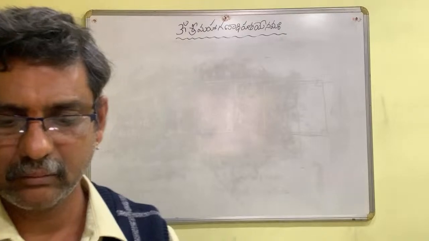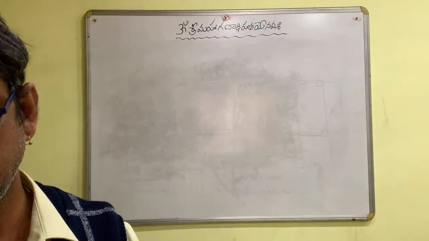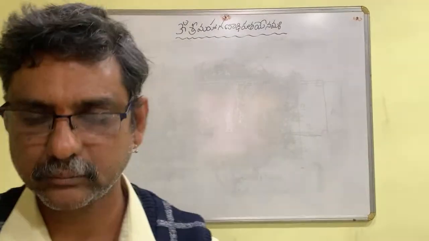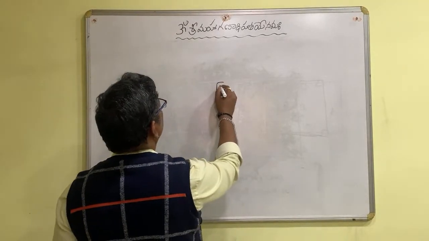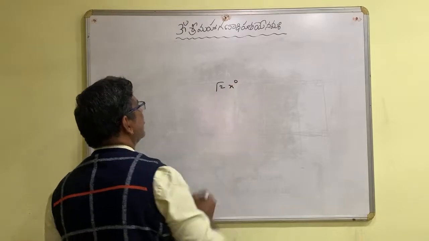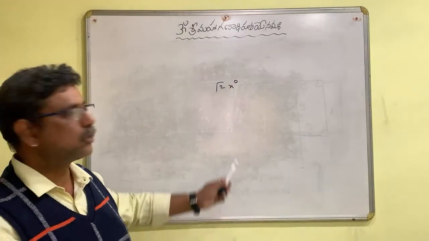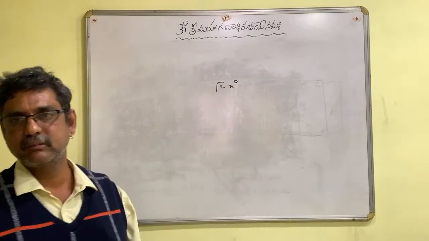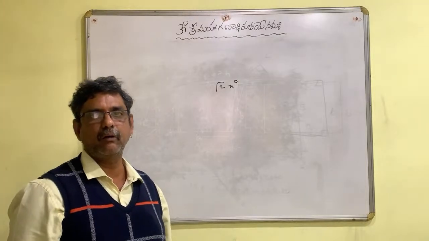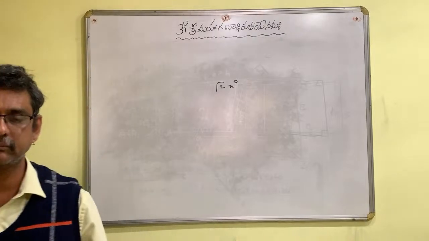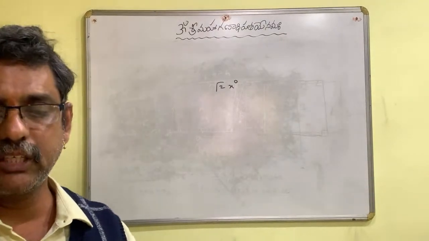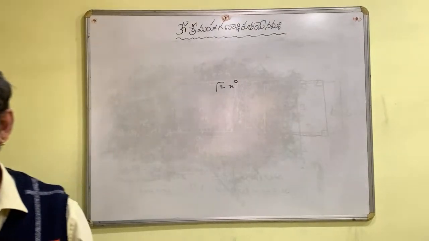One by 2. Degree of root 2. Sorry. We can express root 2 like this: root 2 into x power 0. So its degree is 0, not 1 by 2. The degree of root 2 is 0.